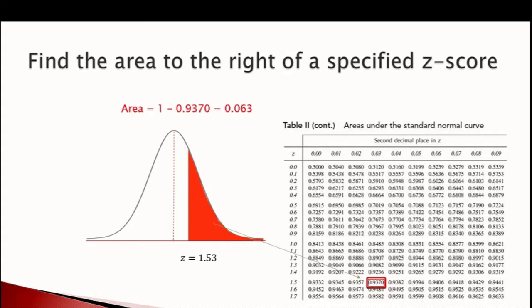To find the shaded red area, you need to do one extra step: subtract what the table gives you from 1, to have 0.063, or the probability of a variable z having values greater than 1.58 is 0.063. So very similar to the last example, just one extra step. So to find the area to the right of any specified z-score, don't forget to subtract the area the table gives you from 1.